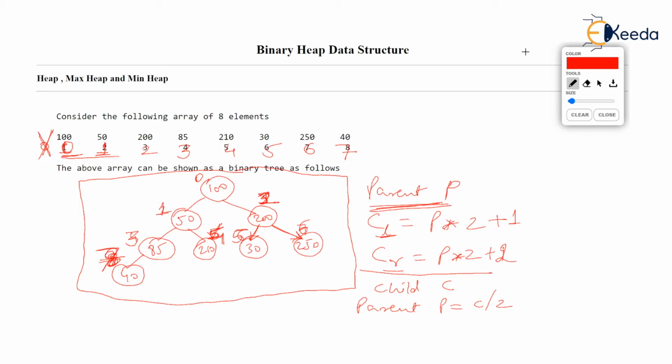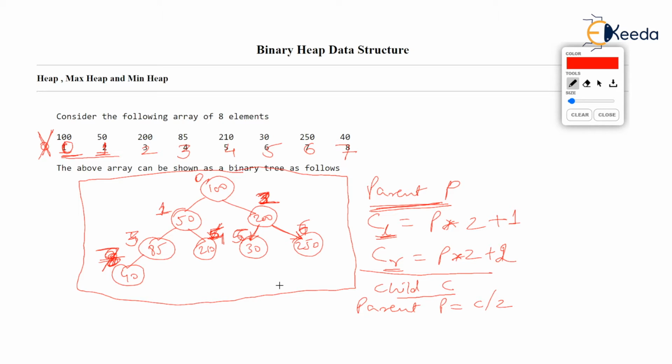Observe this. If parent 2 is given, that is 200. Watch this node. Parent number 2. Where are the children of this parent 2? It is 2 into 2 plus 1, that is 5. And 2 into 2 plus 2, that is 6. So the formulas for finding left child and right child would change if you start the array indexing with 0. Nothing else, nothing fancy.